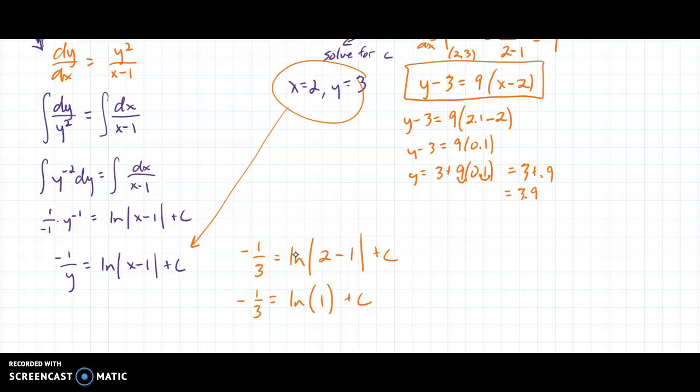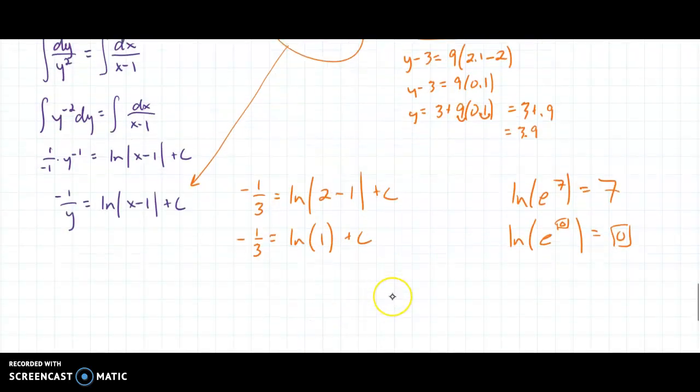Now, you should know that ln of e to the 7th, for example, is just 7. So if we can write that 1 as e to the something, then it'll tell me what that something is. Well, you should know that e to the 0 is 1, so we get a 0 there. Or you could just know that ln of 1 is 0. But that gives me negative 1/3 equals 0 plus c. So c is going to be negative 1/3.